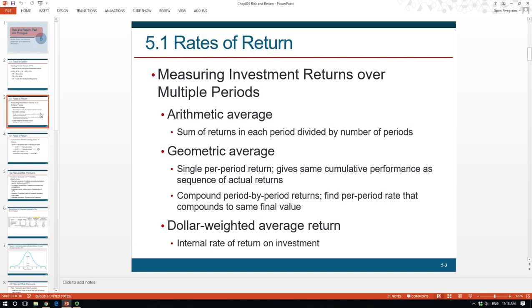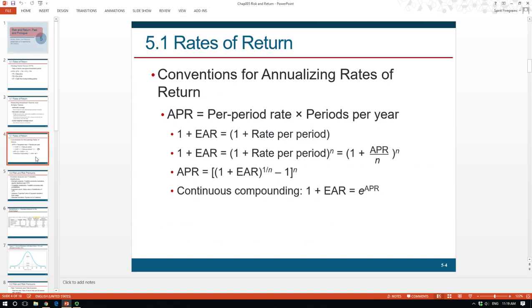But arithmetic mean is not an accurate way of calculating investment return, because arithmetic mean or simple mean ignores the time value of money. A more precise way to calculate investment return is geometric mean. And the geometric mean takes into consideration the time value of money.